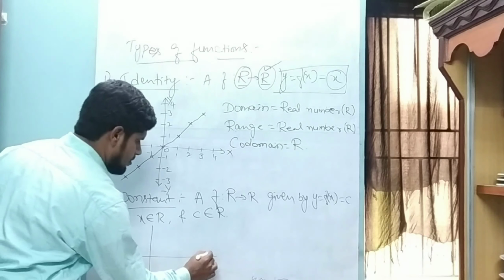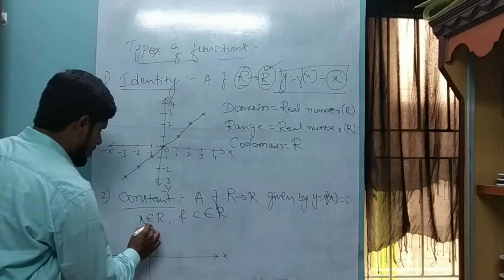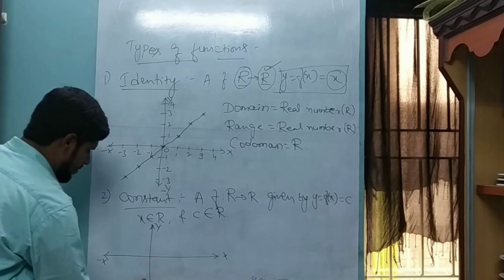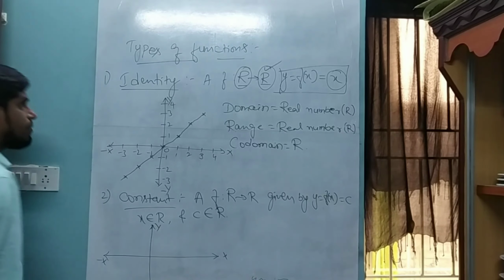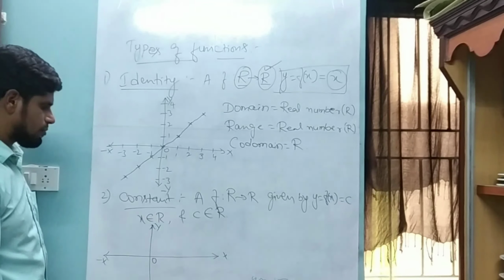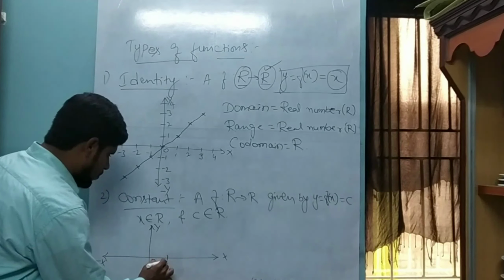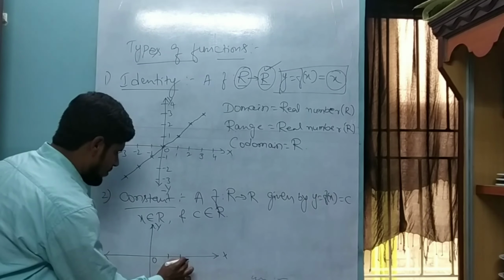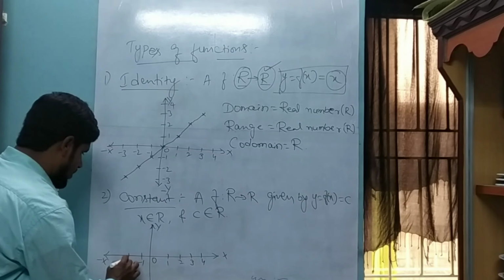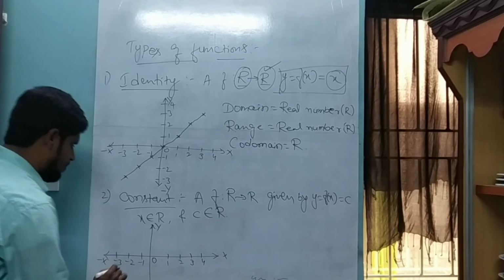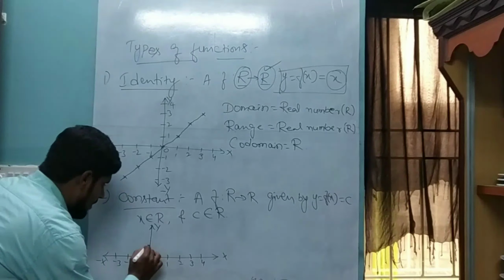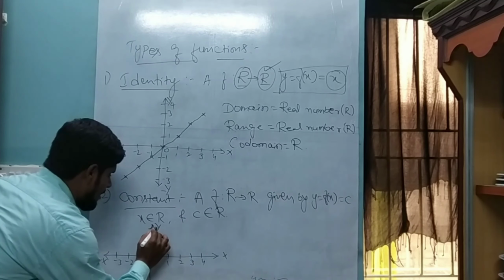Okay. This is positive x, positive y, negative x, negative y. Okay, this is 0, 1, 2, 3, 4, minus 1, minus 2, minus 3. Okay, let us take the positive values of y: 1, 2, 3.